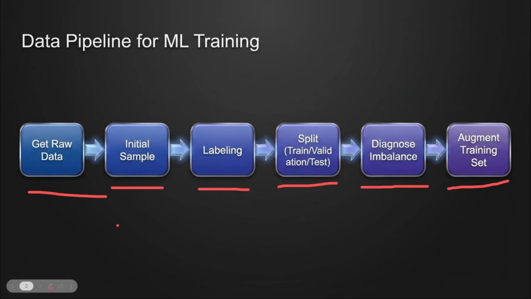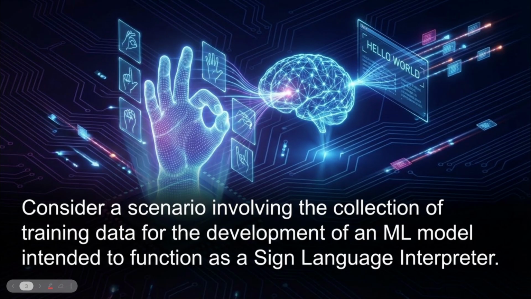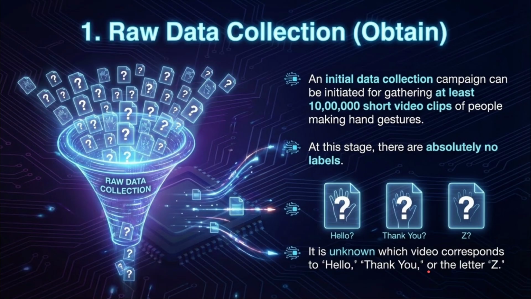Okay, so imagine you have a use case where you are trying to develop a sign language interpreter, and you have to gather the data for the model development. How will you gather the data? So an initial data collection campaign can be initiated for gathering at least 1 million short video clips of people making hand gestures. But the problem is, at this stage, we'll have the data, but the data is not labeled. So we don't know what each video corresponds to. So we have to get it labeled.